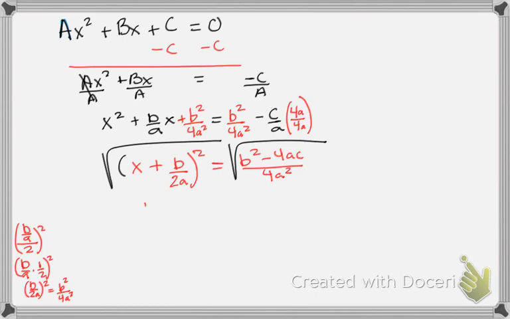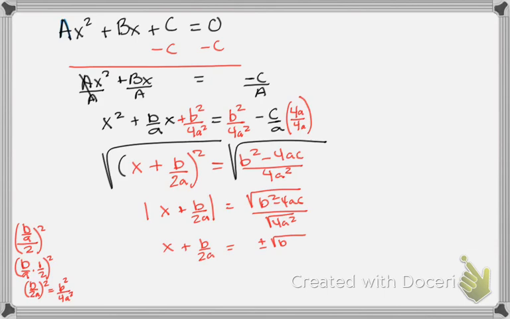and I get the absolute value of x plus b over 2a equals the square root of b squared minus 4ac all over the square root of 4a squared. To lose the absolute value, I'm going to set this side equal to plus or minus. The numerator is not a perfect square because of that ac, so I need my b squared minus 4ac under the radical, but the denominator, 4 is a perfect square and a squared is a perfect square, it becomes 2a.